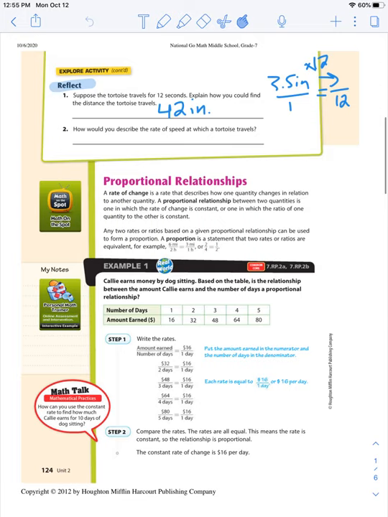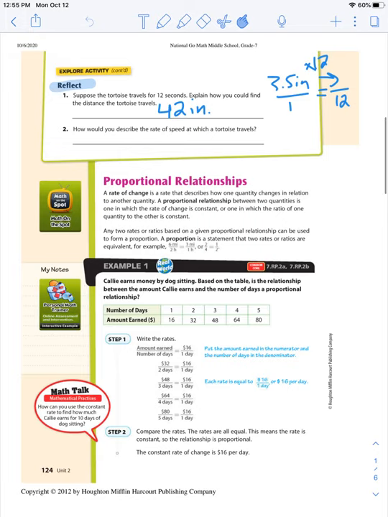All right, moving on. Proportional relationships. A rate of change is a rate that describes how one quantity changes in relation to another quantity. A proportional relationship between two quantities is one in which the rate of change is constant. So a proportional relationship has a constant rate of change. When we set up these different proportions in the same relationship, they will look like equivalent fractions or equivalent ratios.